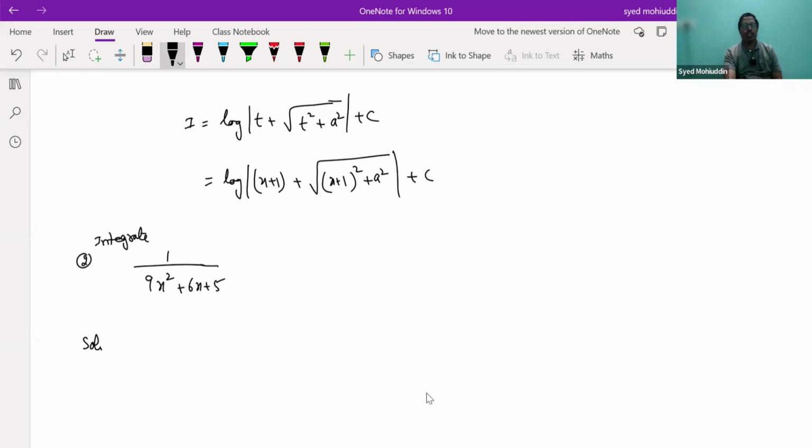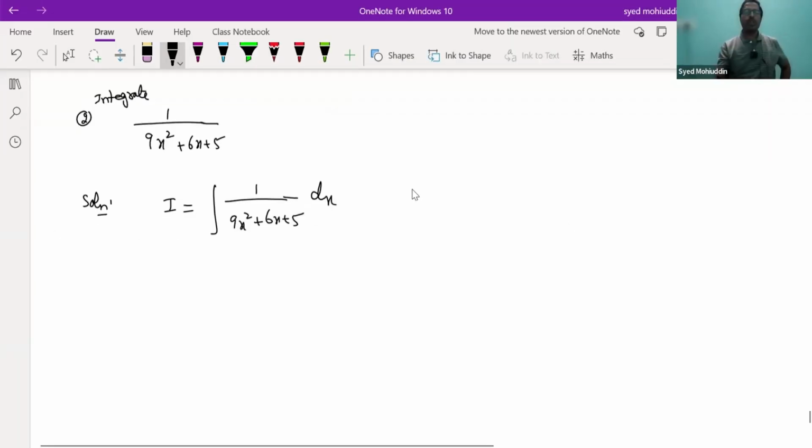Therefore, you can rewrite this as integral I is equal to the integral of 1 by 9x square plus 6x plus 5 times dx. Further, if you try to simplify this one, it should be in the form of a plus b whole square. So I'll just try to rewrite this one. If you want, you can do it in the working column. You have 9x square plus 6x plus 5.